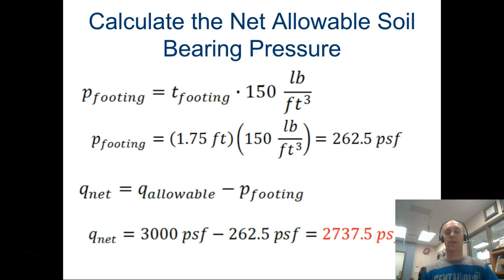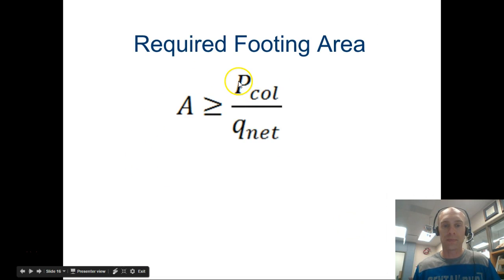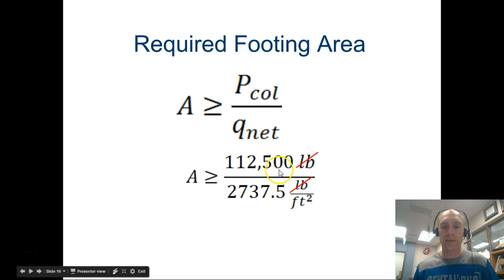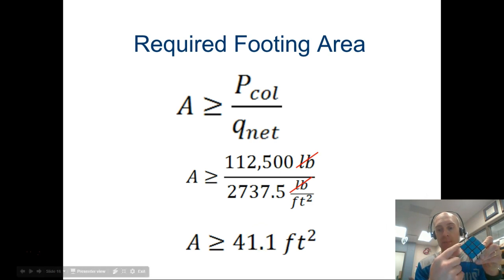So remember your equation, the area is greater than or equal to the load divided by Q net. Well, we know the load, the pressure on the column, divided by Q net. It was 112,500 divided by what we just solved for, 2737.5. We divide these and we're going to find what the area is. And we find it's 41.1 square feet. So that's how big our footing has to be. That is the area that this shape has to be.